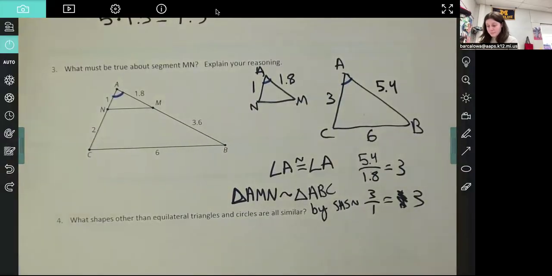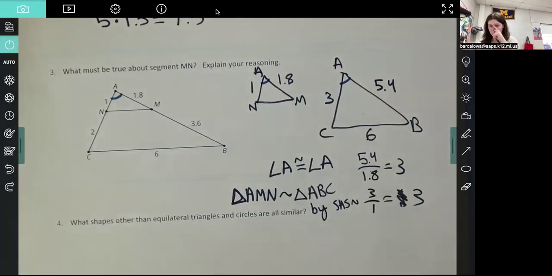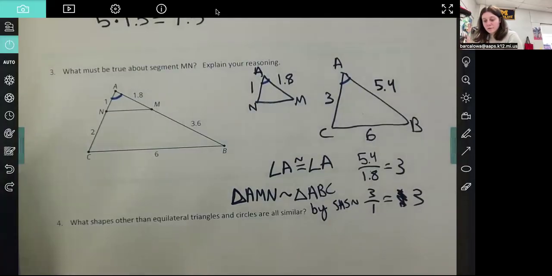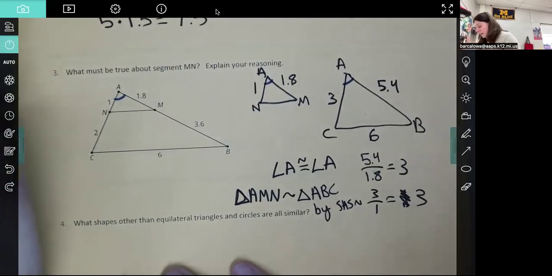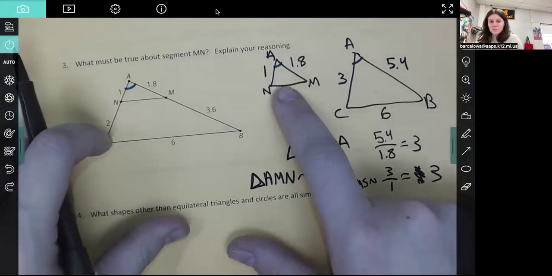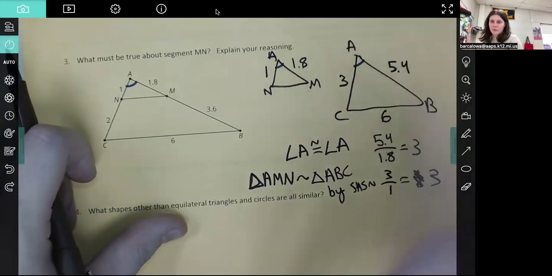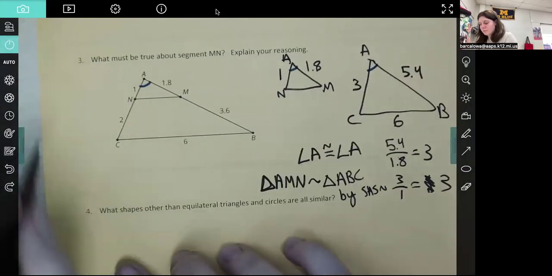What can I do with that? Well, if these are similar triangles, I should be able to find this missing side length, MN. Okay. Couple different ways to do this. I could set up a proportion. I could also know that I'm multiplying by 3 to go from here to here, so I can divide by 3 to go the other way. I'm going to do it the more complicated version.